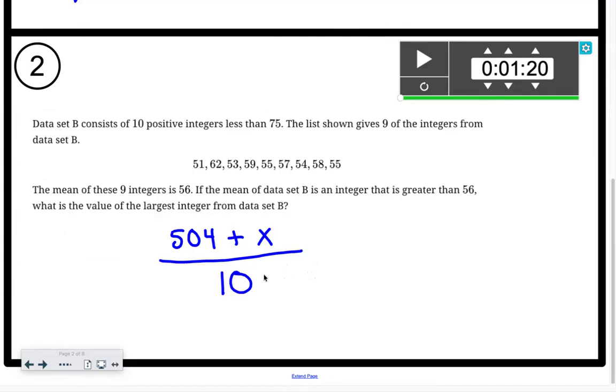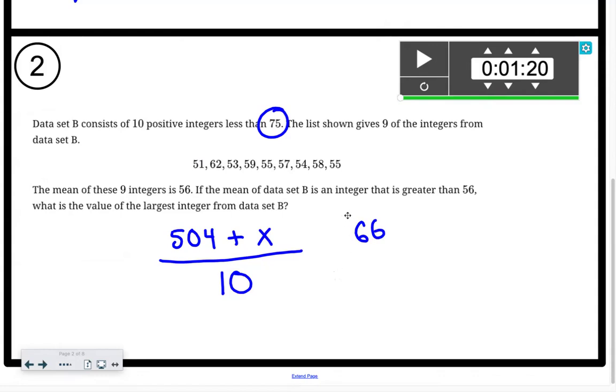yeah, so I need it to be divisible by 10. So I'm just going to think of numbers that I would add to be divisible by 10. So first of all, it has to be a number that ends in a 6, because when I do 504 plus a number that ends in a 6, then I will get a number that is divisible by 10. And it can't be 76 because it has to be less than 75. So then it must be 66, right?